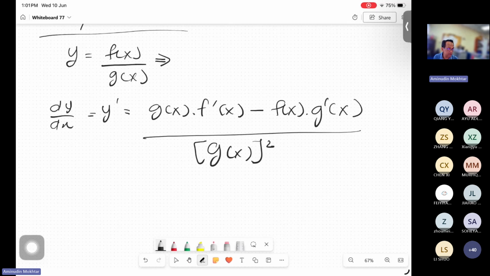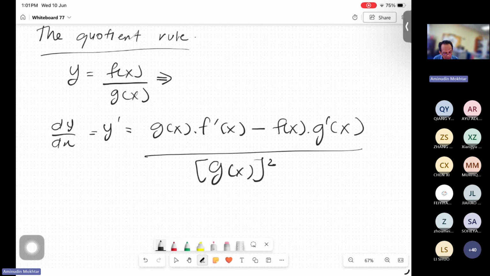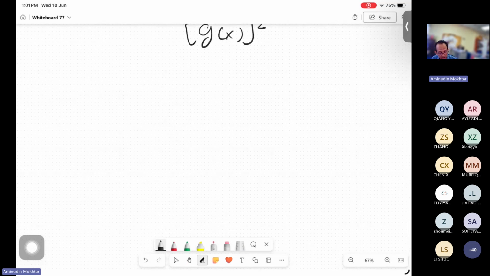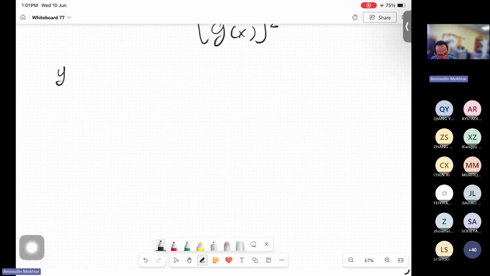That is the formula. You need to know this formula. You need to remember this formula. This is the quotient rule for f(x) and g(x). For example, let's say I have this question. Given y equals 2x plus 4 divided by x plus 3.